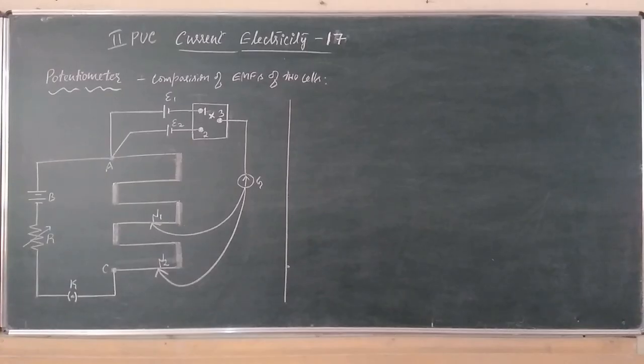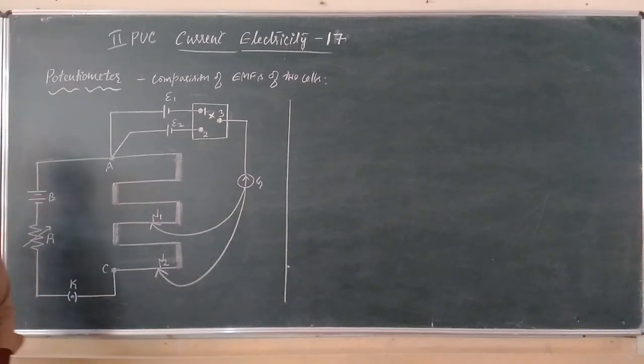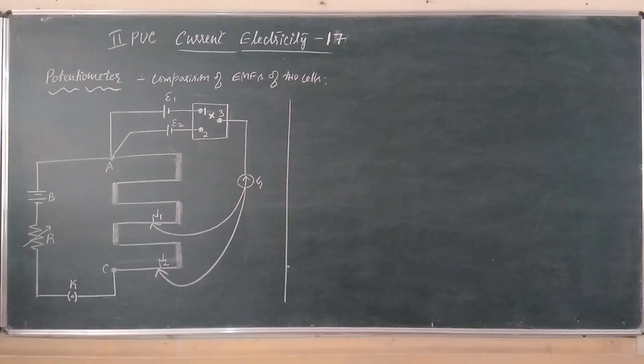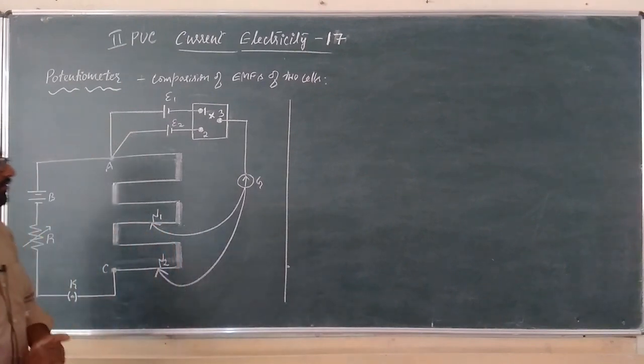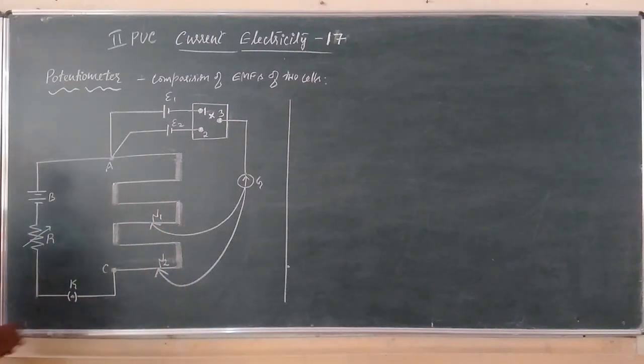Namaste everyone. This is the last topic of this particular chapter, current electricity. The topic is potentiometer. The potentiometer is an instrument which is used to find out the internal resistance of a cell and to compare the EMFs of two cells.